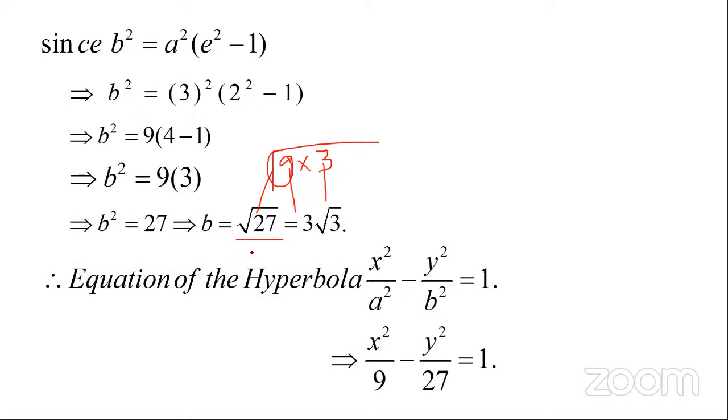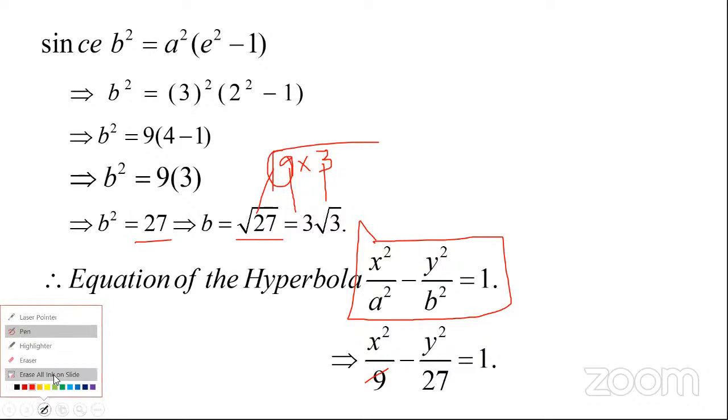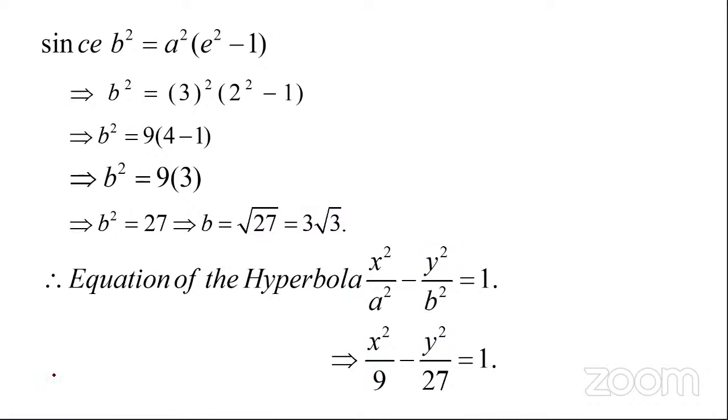And the equation of the hyperbola, what we are taking, is x square by a square minus y square by b square equal to 1. Then the a value is 3. Just substitute a equal to 3. Then a square value is 9, and the b square value we get is 27. So just substitute in the required equation. That is x square by 9 minus y square by 27 equal to 1. This is the solution.